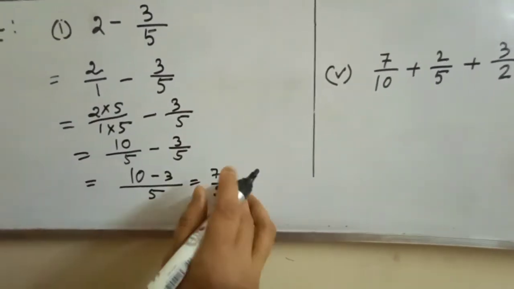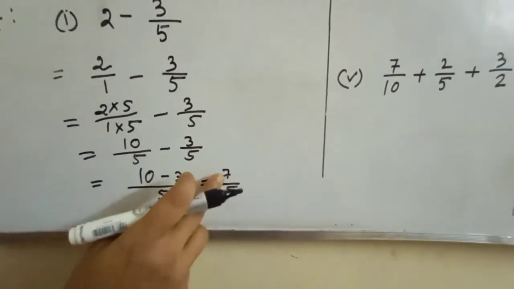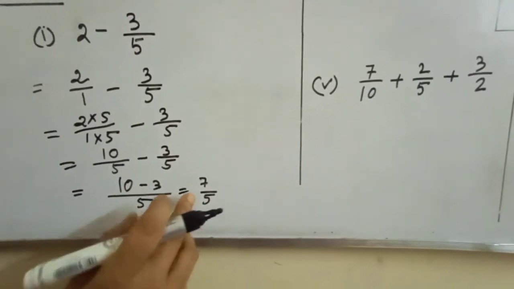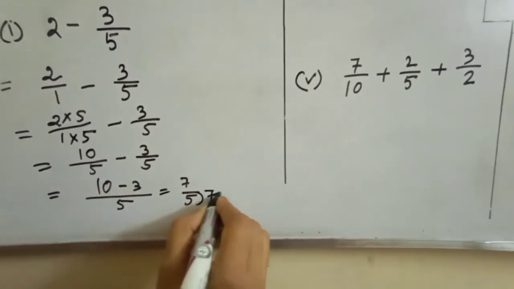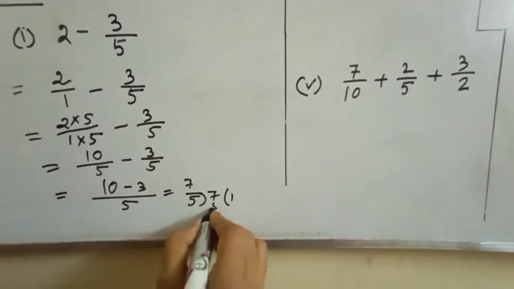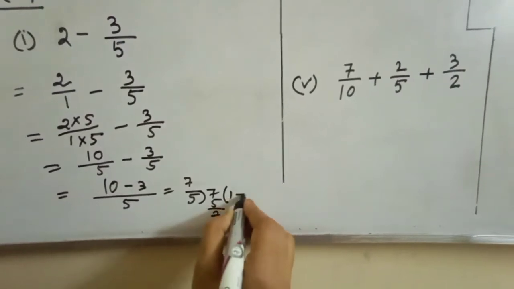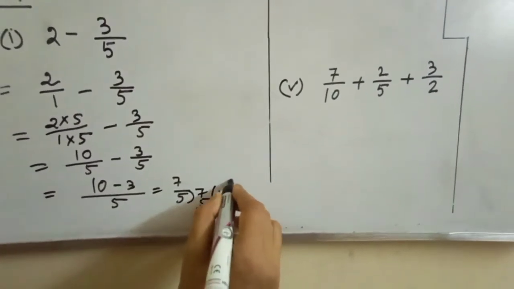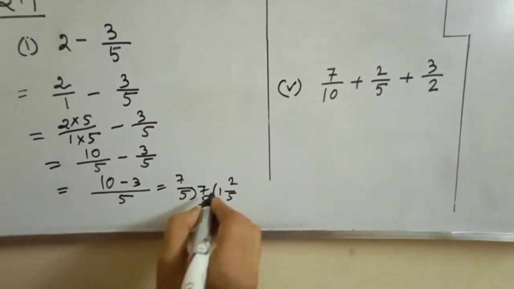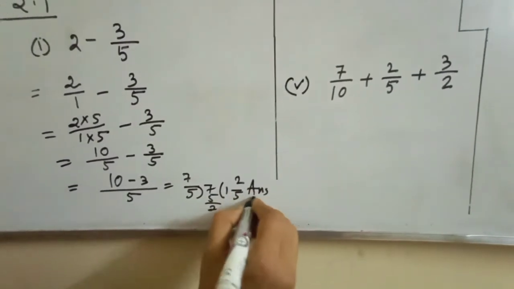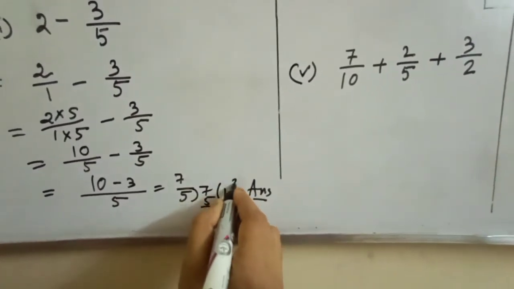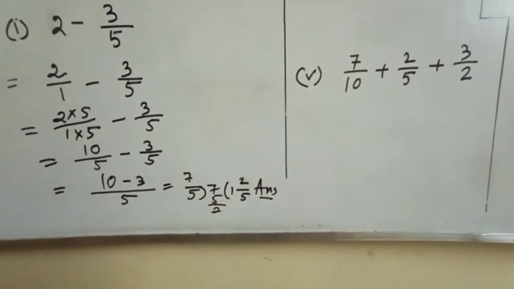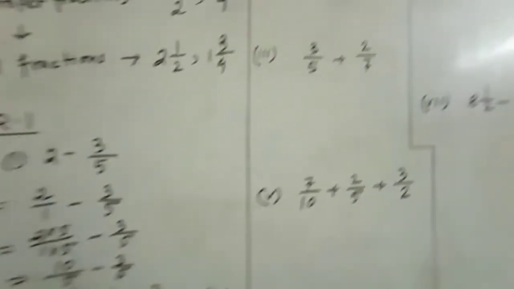As it is an improper fraction, you can express the number as a mixed fraction. 7 divided by 5, 5 ones are 5, remainder 2, so 1, 2 by 5. It is in the form of mixed fraction 1, 2 by 5. Understood? Come to the next sum.